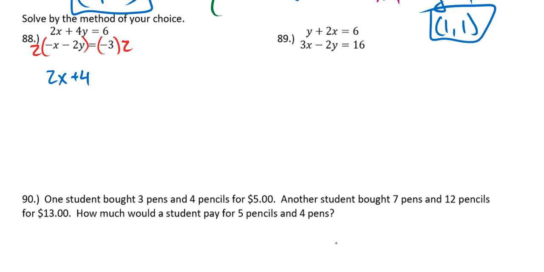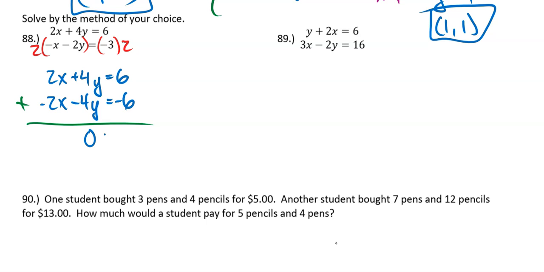And so the first equation, I just leave it the same. I'll leave it the way it is. The second equation now becomes -2x minus 4y equals -6. And now I can add these up. So I add them up here. I get a 0. The y's also cancel, so collectively, I get 0 on this side. On the other side, I also get 6 plus -6, which is 0.